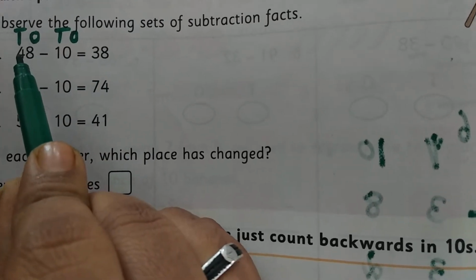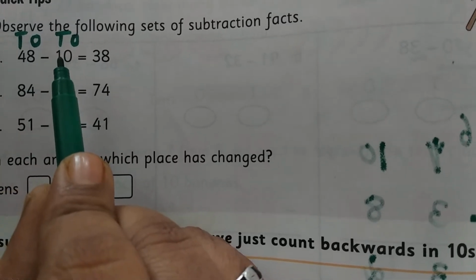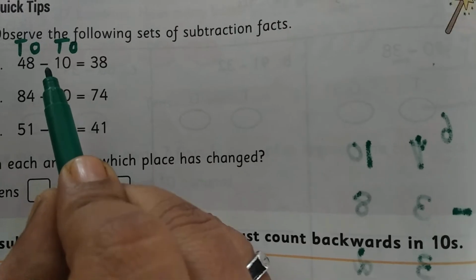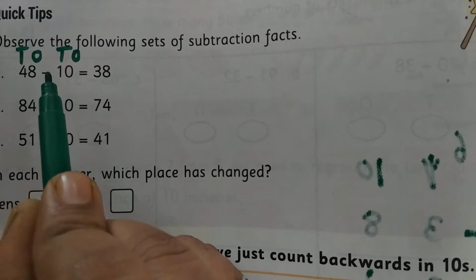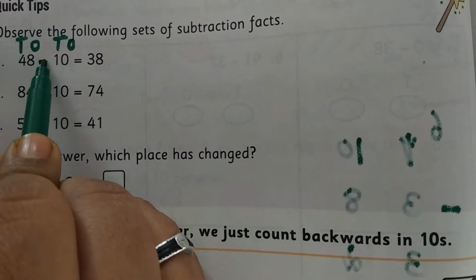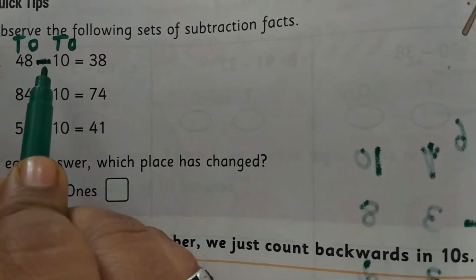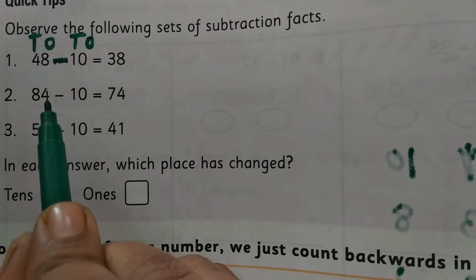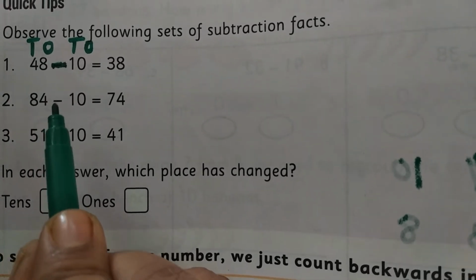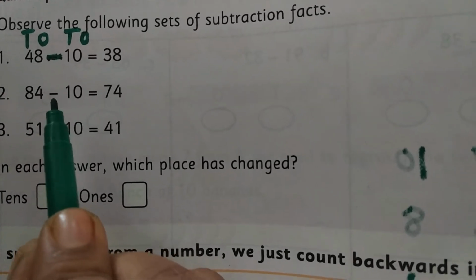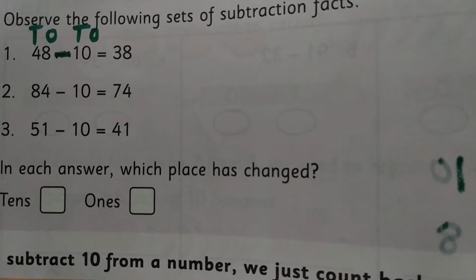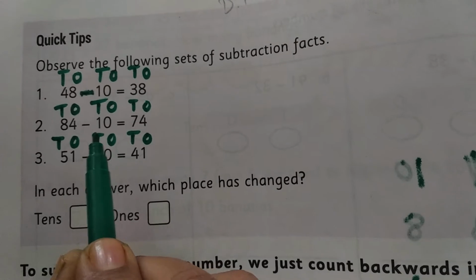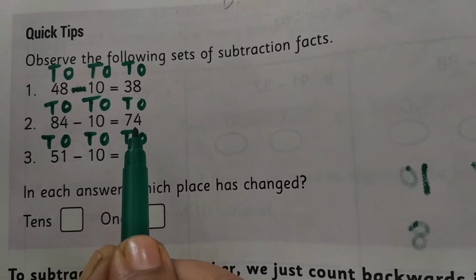Here we have 4 tens, and in the second number we have only 1 ten. So, what operation are we going to do? This is subtraction. What symbol is this? Subtraction symbol. So, 4 minus 1, 3. So, 38. Like that, see the second sum, 84 minus 10. The answer is 74.